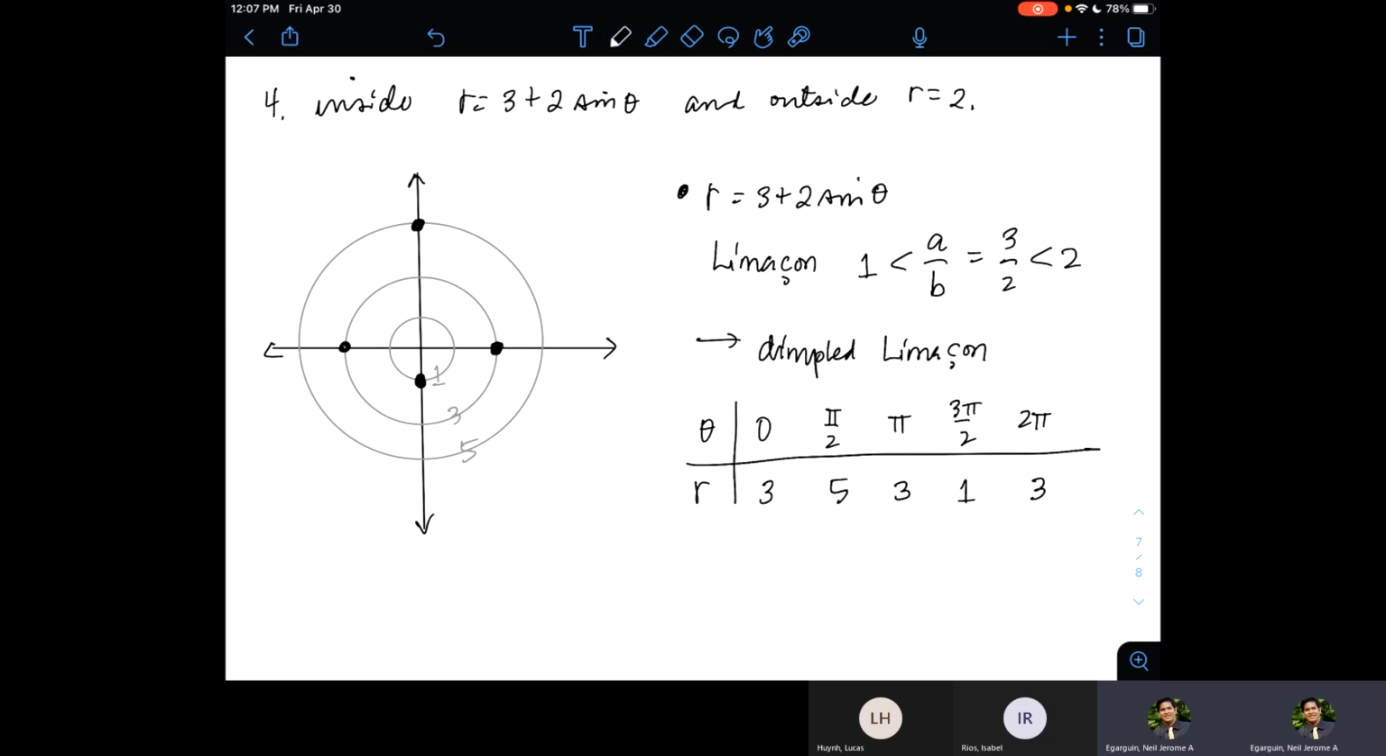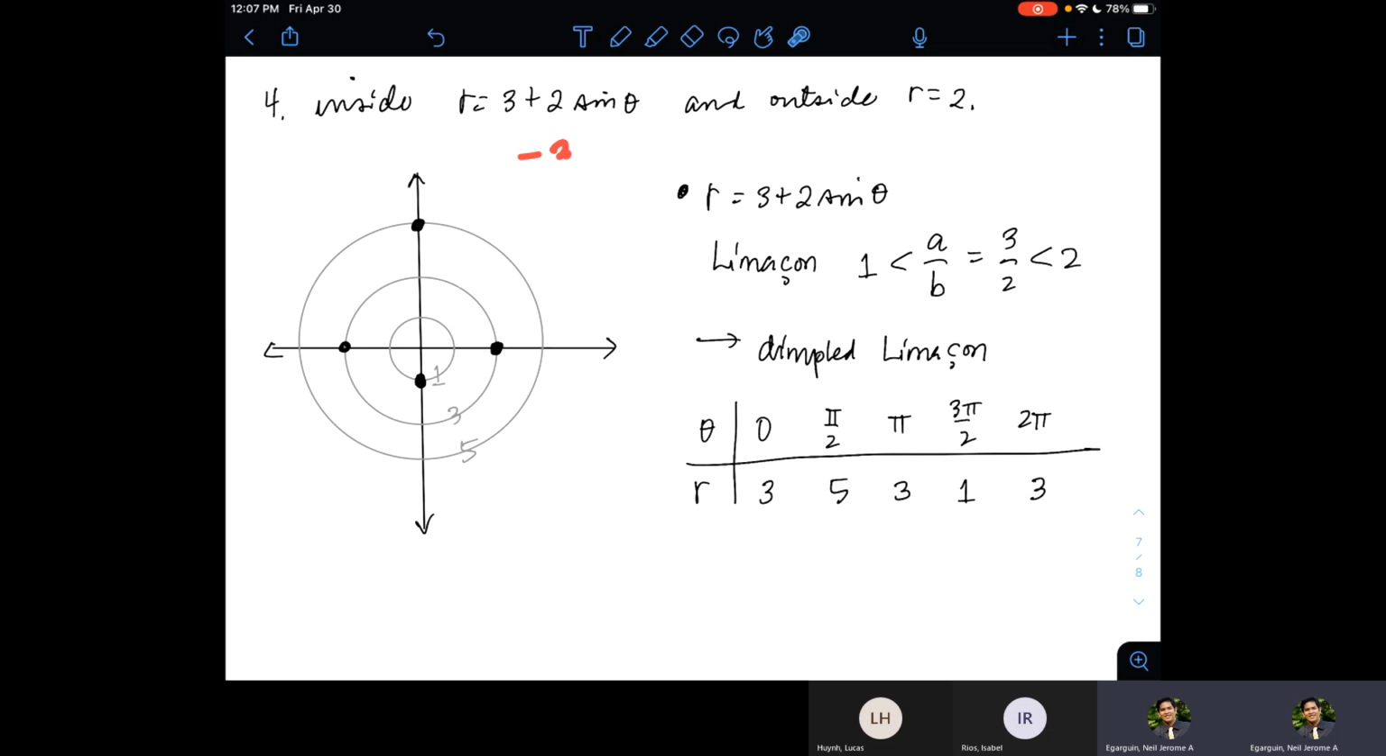But we are expecting a limaçon with a dimple. Moreover, we have a sine here, and sine is always associated with the y-axis. So the graph of this limaçon will be predominantly on the y-axis, and since the coefficient is positive 2, most of the graph will lie on the positive y-axis. Again, y-axis because it is a sine, and positive y-axis because the coefficient is positive.